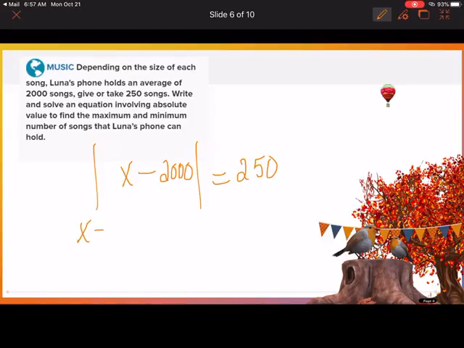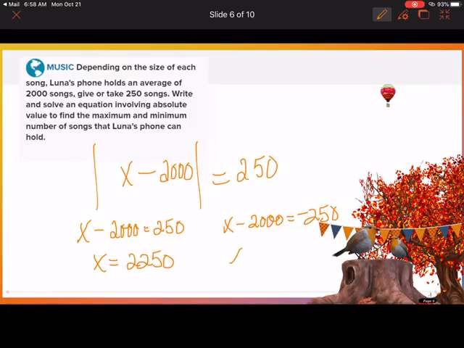And then if I solve that, one's negative and one's positive. So I'm going to add 2,000 to both sides. So x could be 2250, or x could be, I'm going to add 2,000, 1750, which is exactly what we'd expect, because we could figure that out without actually doing an absolute value equation, but now you see how that applies.